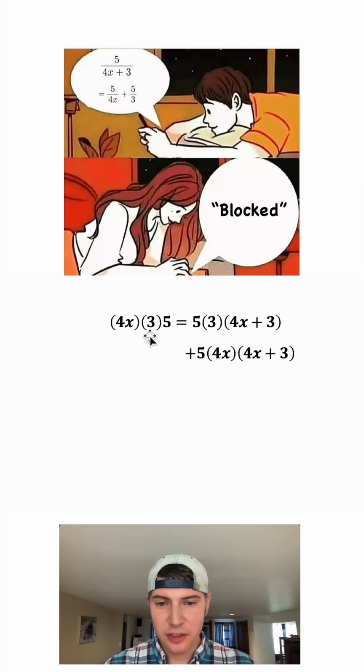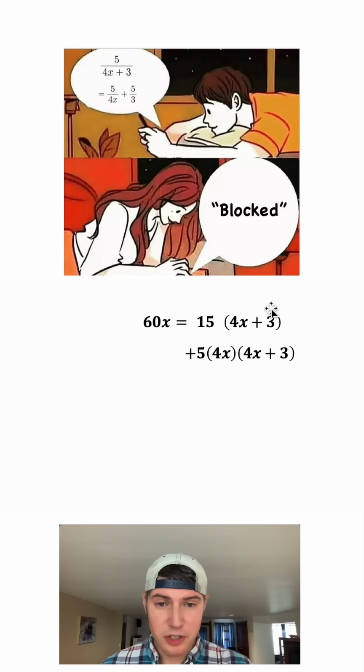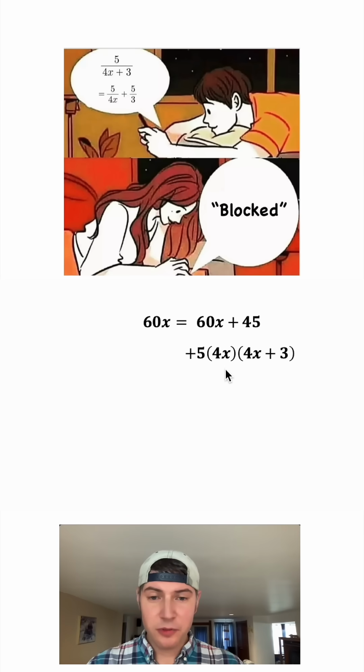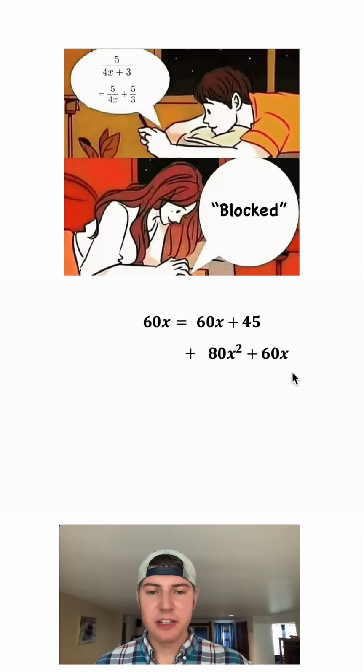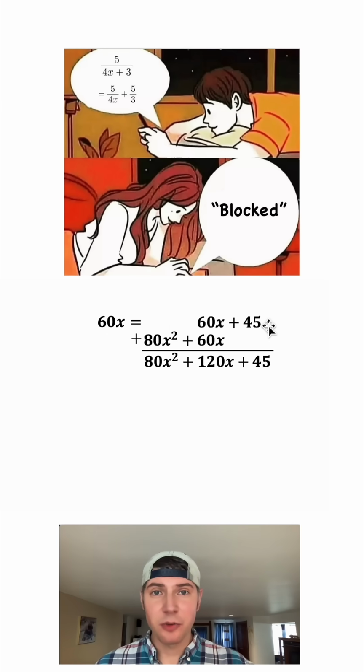On this left-hand side, 3 times 5 is 15, and 4x times 15 is 60x. And on the right-hand side, 5 times 3 is 15, and this 15 will distribute to both of these to give us 60x plus 45. And then 5 times 4x is 20x, and then 20x will distribute to 4x plus 3 to give us 80x squared plus 60x. And now we can combine like terms by adding these together. So we have 80x squared plus 120x plus 45.